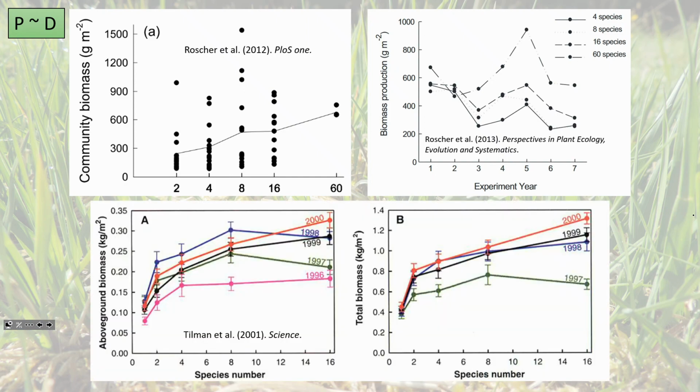This is another example from different biodiversity experiments saying exactly the same. With a higher number of species, the aboveground biomass is increasing, but saturating at some point. And this is not just aboveground biomass, but total biomass, so including belowground biomass. Again, basically the same relationship.